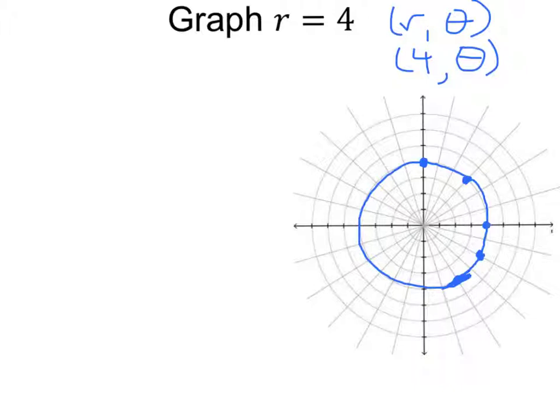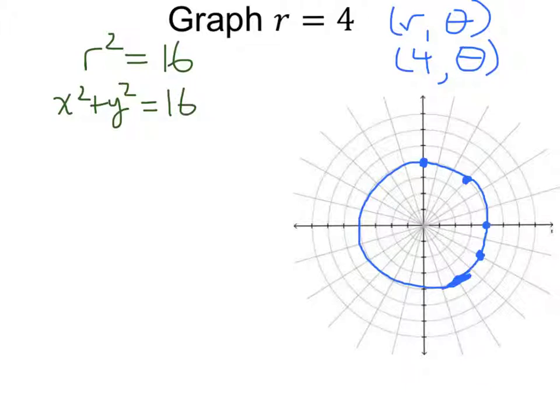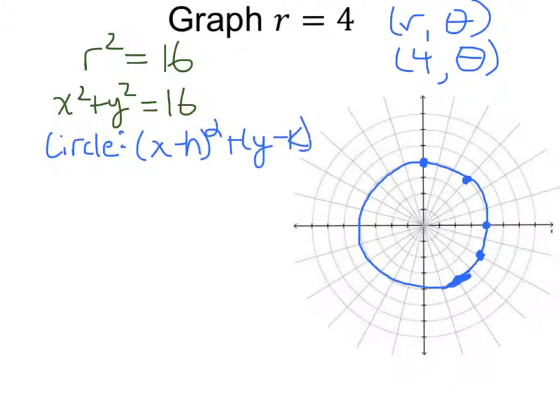So I'm going to raise both sides to the second power. So I get r squared equals 16. By me doing that, I know from previously that r squared is the same thing as x squared plus y squared. So I can write this equation as x squared plus y squared equals 16. And what you should notice is that that is an equation of a circle. It has the form of an equation of a circle, x minus h quantity squared plus y minus k quantity squared equals r squared.